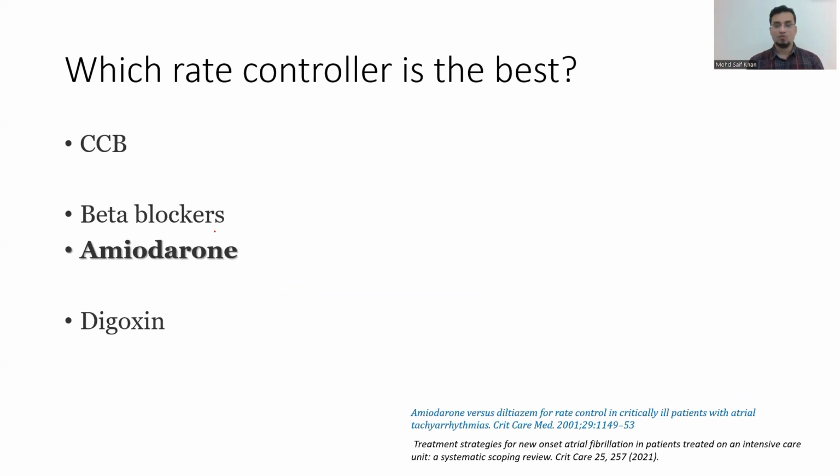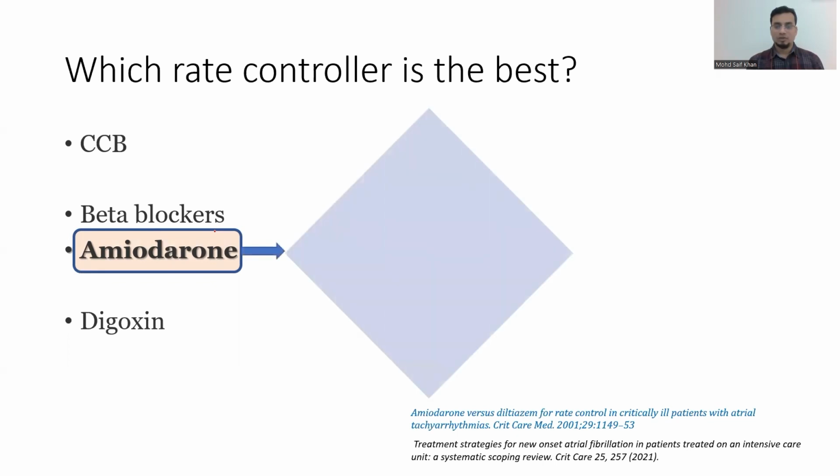Amiodarone has a slower onset compared to beta blocker or diltiazem. However, it has been shown to successfully reduce the ventricular rate and improve the blood pressure in critically ill patients with AF refractory to other treatments, and it is quite safe for patients with structural heart disease. Okay, so in patients with structural heart disease, amiodarone may be preferred over beta blocker or even calcium channel blocker, right? So this is important.